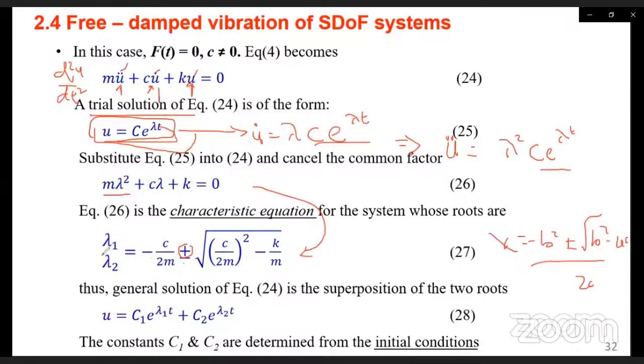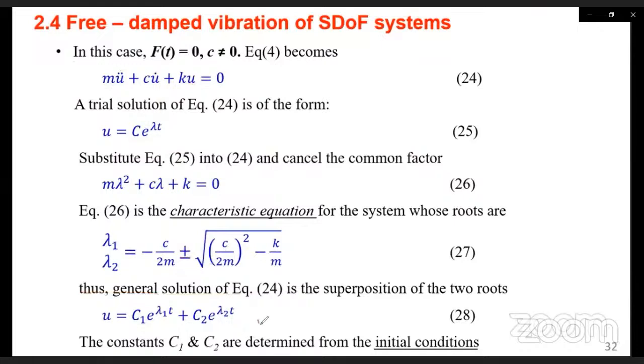In our solution, equation 25, we are saying the general solution will be the superposition of the two, when lambda is lambda 1 and lambda 2. This is why we are giving the general solution. C1 and C2, of course, are constants, and they are determined from the initial conditions. So now we have obtained our equation of motion and our general solution. We need to get what these constants are, so that we can see what our response is.